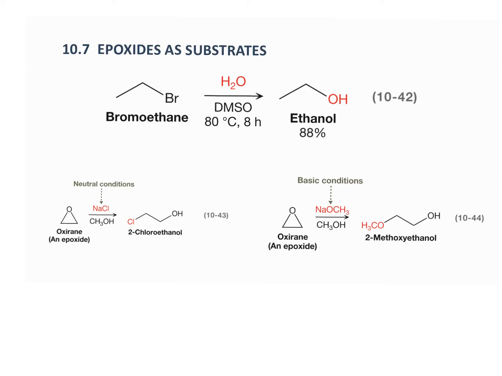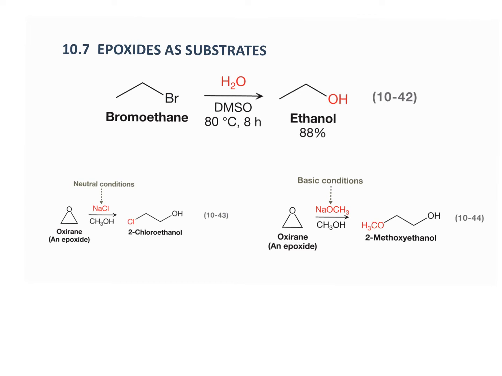So far, we've seen how an alcohol can be produced by a simple substitution of a suitable leaving group, such as the reaction shown here. In cases like this, the OH of the alcohol ends up on the same carbon where the leaving group was initially attached, okay?